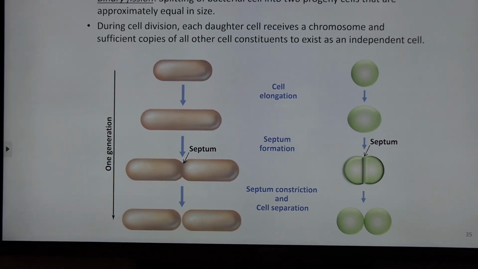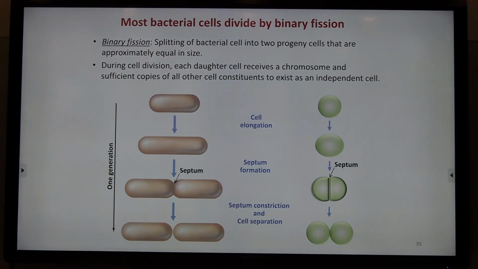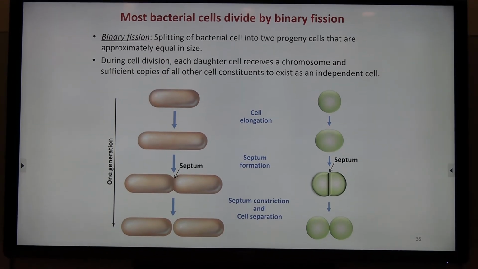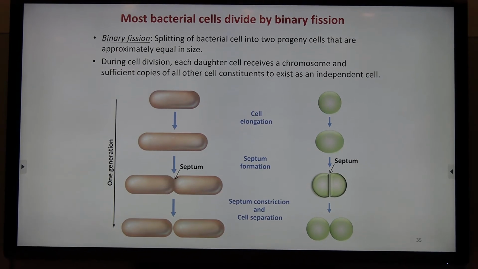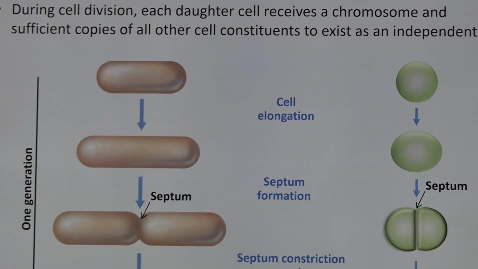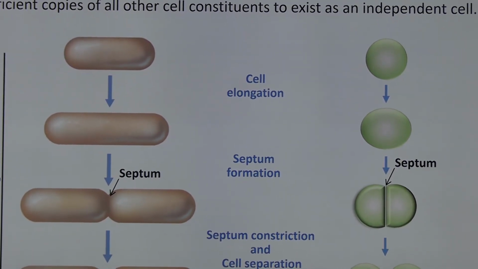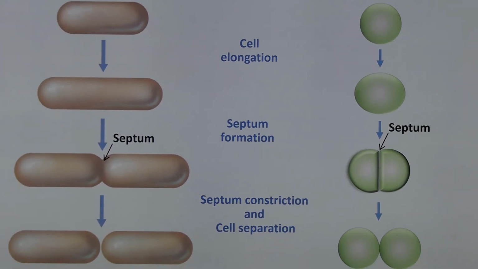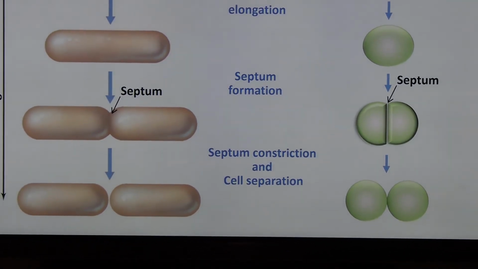Most bacterial cells divide by binary fission. So binary fission is the splitting of bacterial cells into two cells that are approximately equal in size. Cell division starts, as you can see here, from this cell elongation, and when the cell size starts increasing, then the septum is formed in the middle of the large cell to separate it into two equal-sized cells.